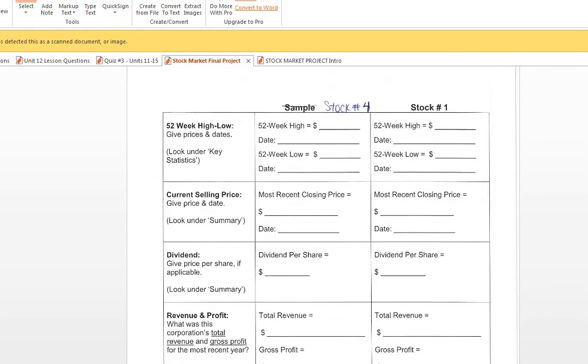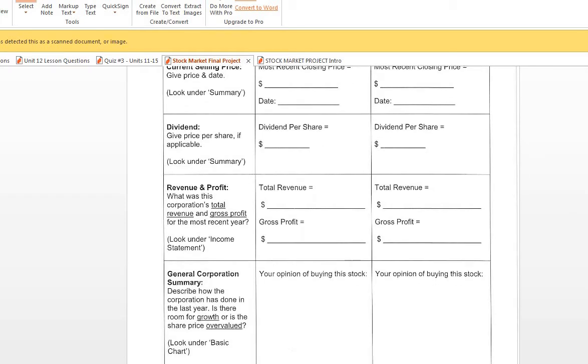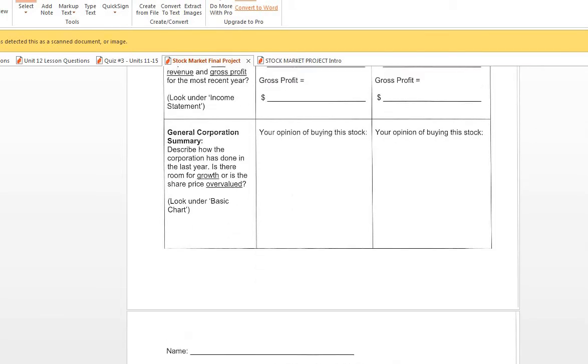Going on to the next page, we saw the 52-week high and 52-week low on there. The current selling price we talked about. Dividend is underneath that summary tab. So just take a look around. It's all there. If you really can't find something, reach out. I can help you find it if you need to.